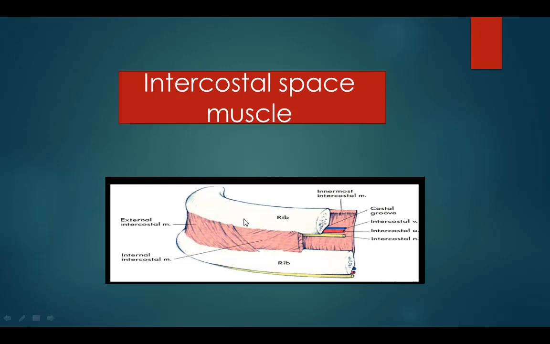So here this is the intercostal space, this is a rib and this is another rib. Here we can see the external intercostal muscle, and here the internal intercostal muscle, and inside we have the innermost intercostal muscle. Between the innermost intercostal muscle and the internal intercostal muscle, we have the neurovascular bundle: intercostal vein, intercostal artery, and intercostal nerve. Remember, vein, artery, and nerve, which occupy the costal groove of the rib.